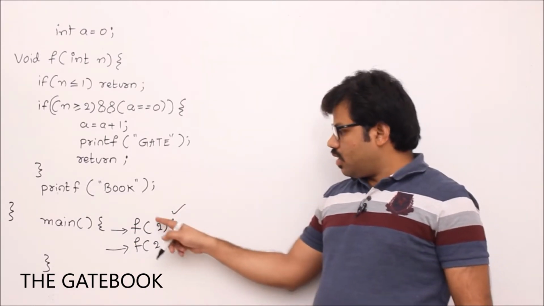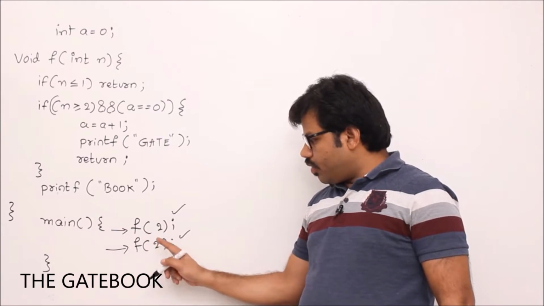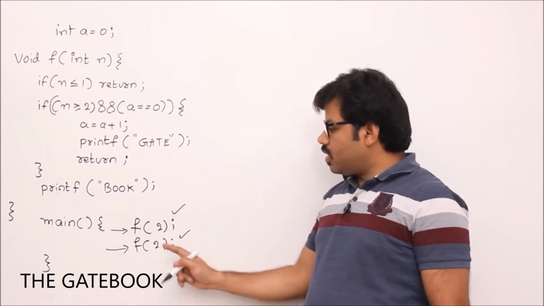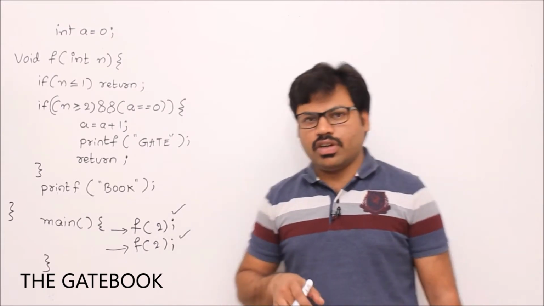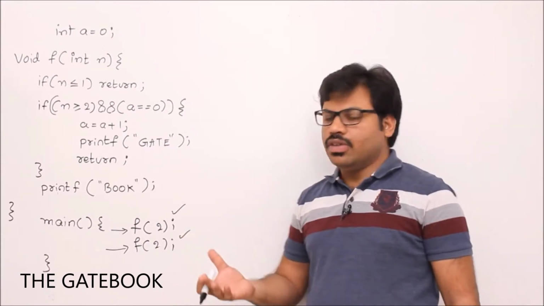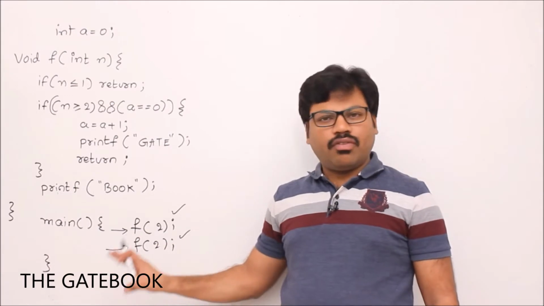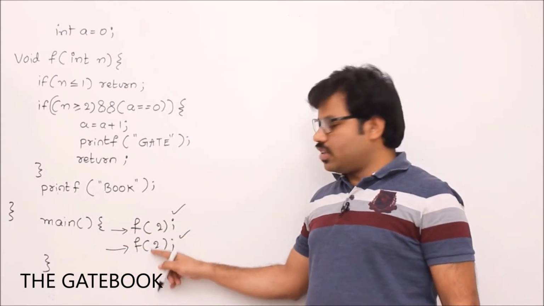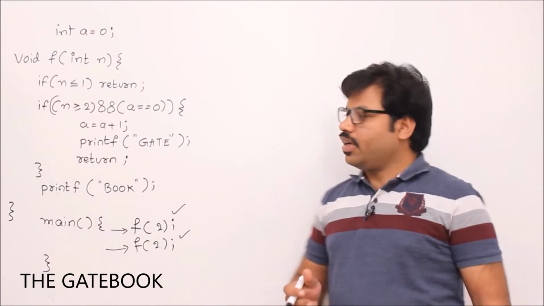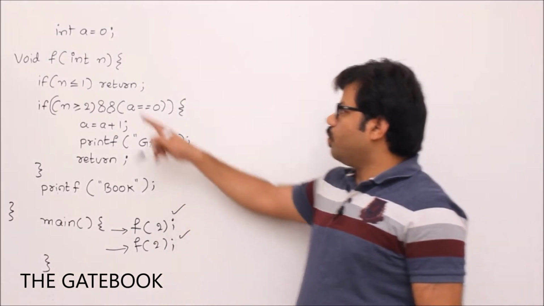In this f of 2 and f of 2, the function call is the same, but they might still get different outputs. That's why you should be very careful. I will tell you when to be careful. First of all, we execute this program, and after that we'll try to generalize it. So why do these two function calls give different answers? Okay, let's begin. First, f of 2.